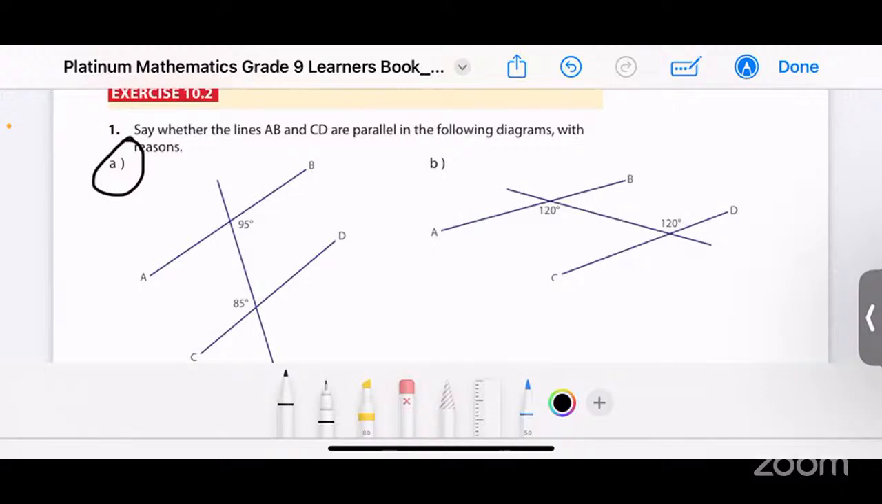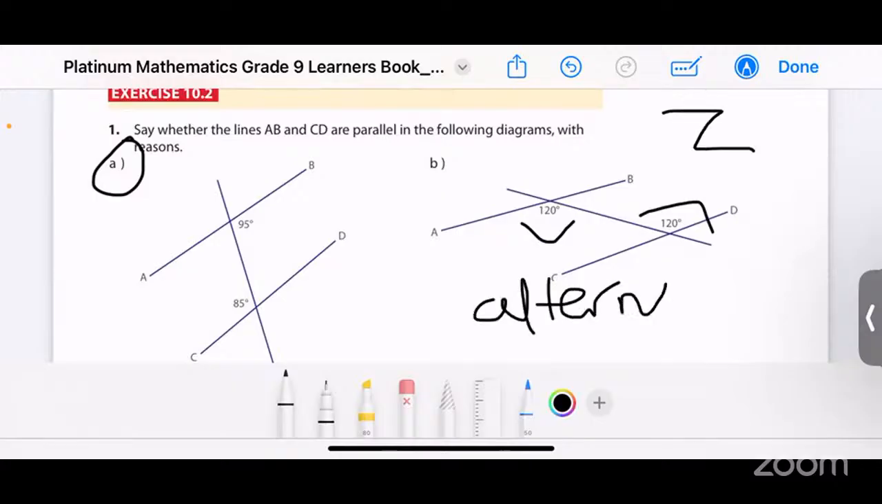Yes. The reason? Because it has co-interior angles and alternate angles. Co-interior, I'm seeing alternate angles. This angle and this angle, they are forming, ma'am, because of the alternate angle, ne? Yes, ma'am. That's what I thought of. Yeah, 120 and 120 there.